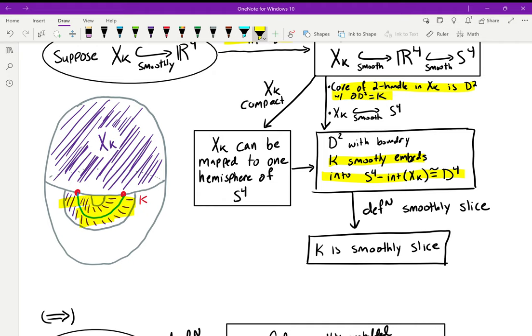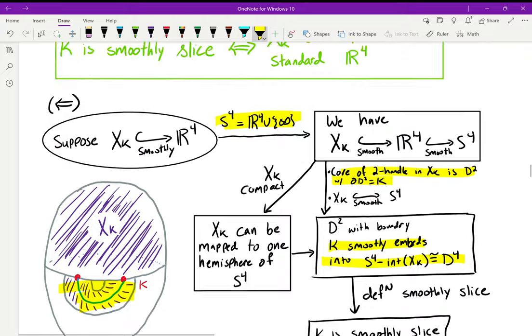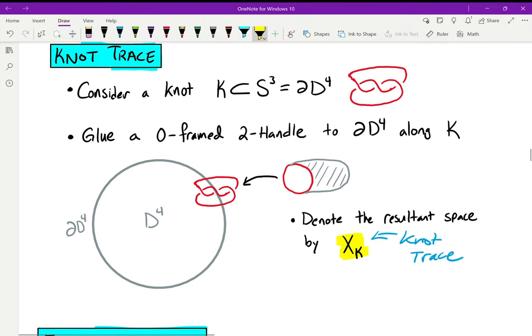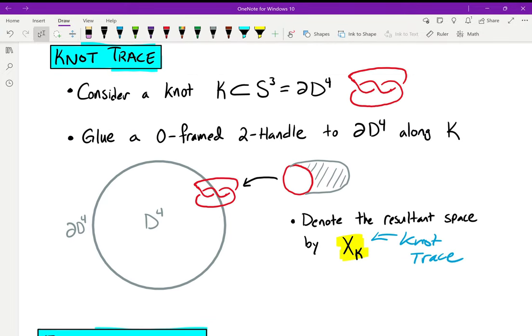Can you show me X in one more time? Yeah, sorry. I guess I'll say this whole thing is XK after we glue this two-handle to the ball. And what is zero frame mean?